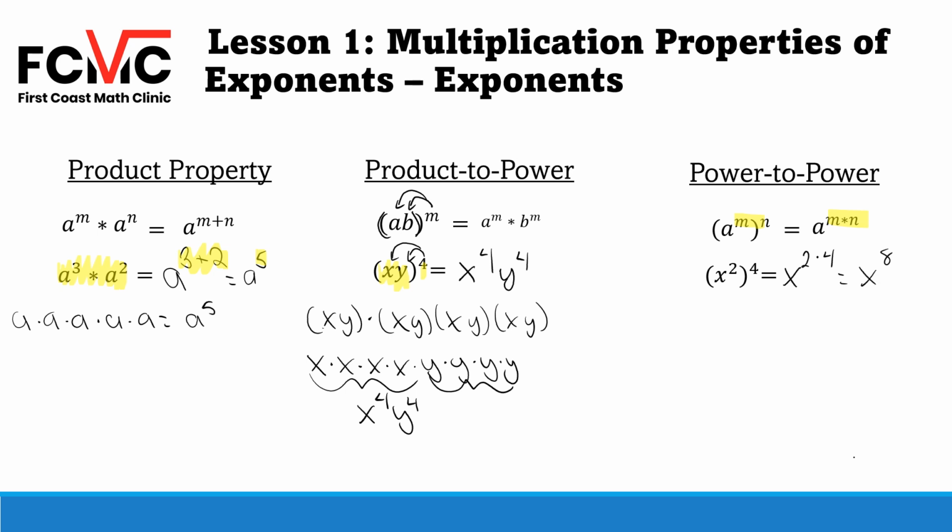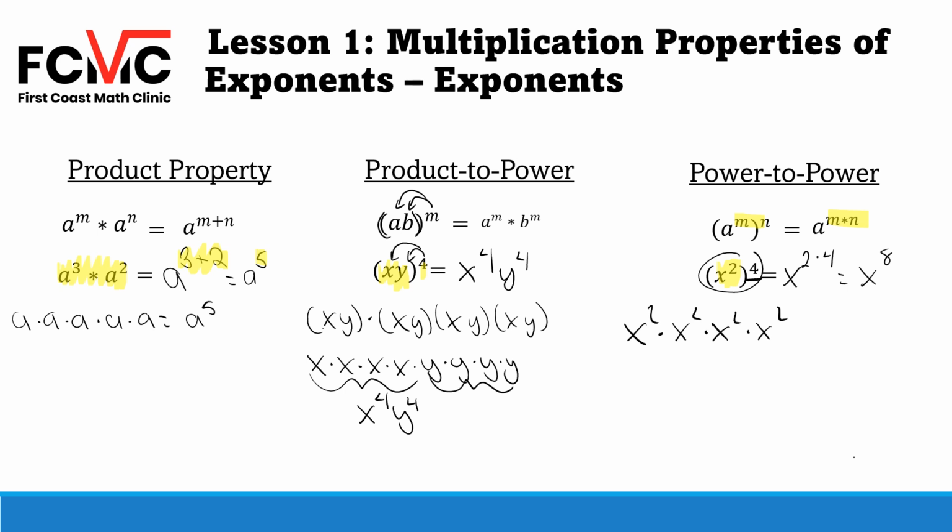And again, if we think about what this actually means, how many x to the seconds do we have? We've got 4 of them. So this is going to be x to the second times x to the second times x to the second times x to the second.